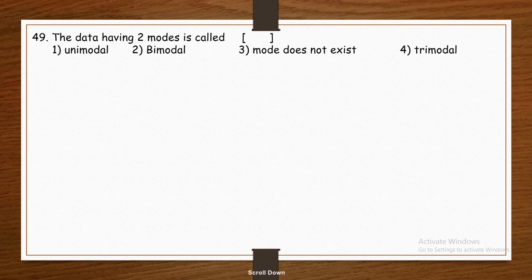Next, moving on to question number 49. The data having two modes is called. The data having two modes is called bimodal data. Unimodal means it has only one mode. So if you are having only one mode for the given data, we call it unimodal data. So bimodal means it contains two modes, and trimodal data means it contains three modes, right? So mode does not exist means there is no repetition, or the frequency of the observations is 0, right? Next, moving on to question number 50.